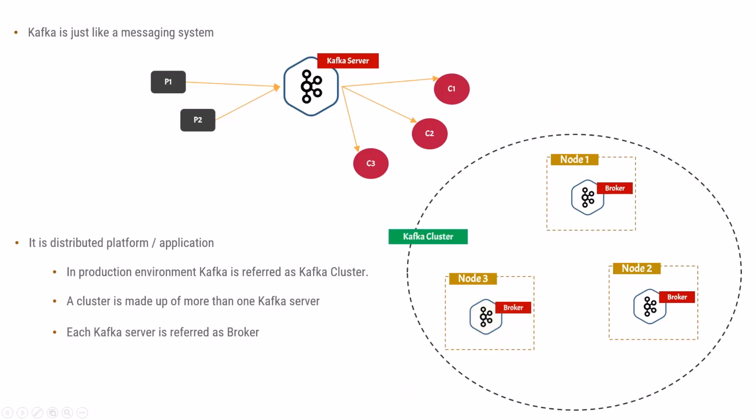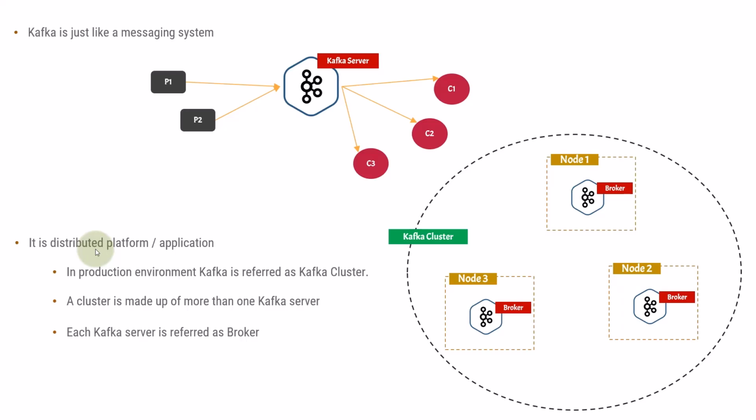The combination of all these three brokers is called a Kafka cluster. That's why it is called distributed, because your data is distributed all over the network. It is not present only on a single machine. As the Kafka cluster says, you can have multiple nodes. So there are three nodes, node 1, node 2 and node 3. All these three make up the Kafka cluster, and that's why Kafka is called a distributed platform or distributed application.